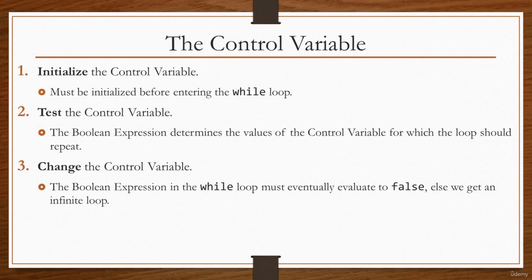So with a while loop, it's important to have a control variable. There are 3 things to remember with regards to the control variable. You have to initialize the control variable before you enter the while loop. So that variable needs to be declared and initialized before you enter the while loop. And of course, when you reach the while loop, you want to test that control variable. So I'll have some Boolean expression that will determine the values of the control variable for which the loop should repeat. You can also think of this as the number of times that loop will repeat.